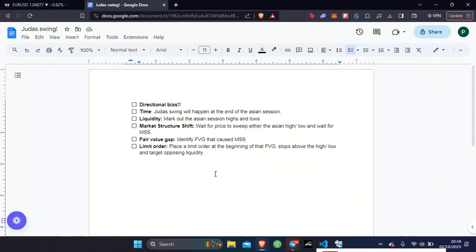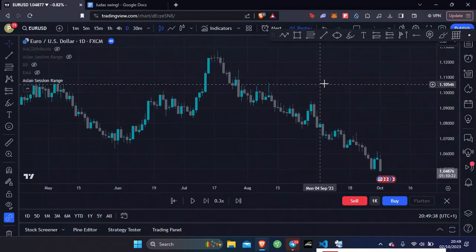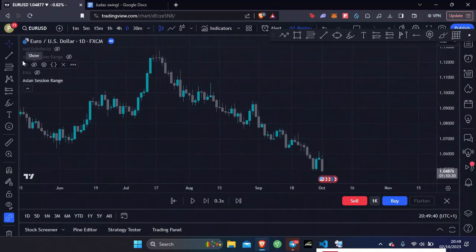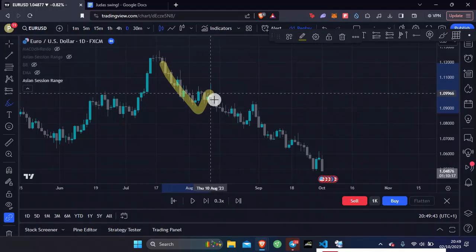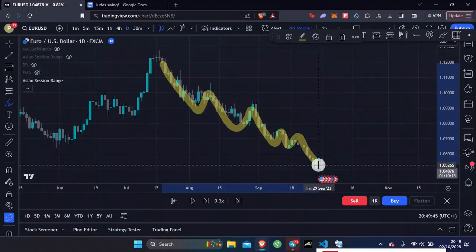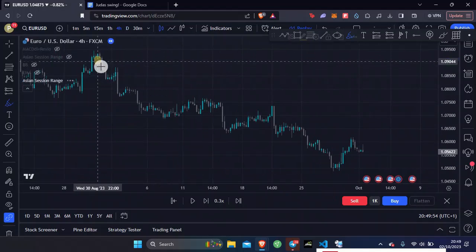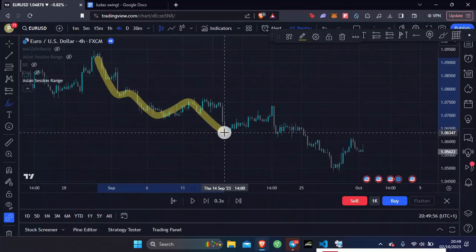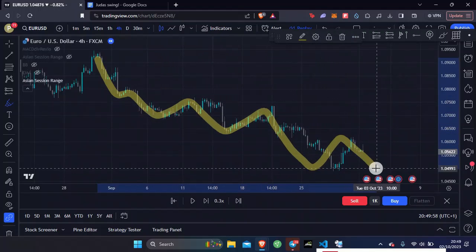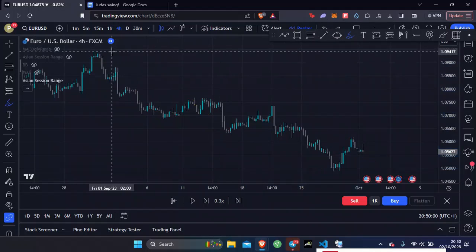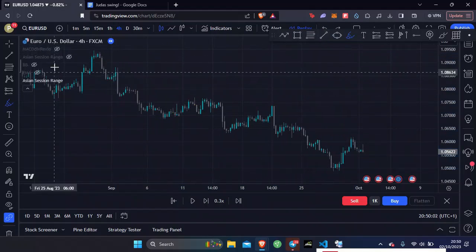Number one, we need to know our directional bias. We come over to the charts, go on a daily time frame, and first of all we can see that price is creating lower highs and lower lows. This means we are in a bearish market, therefore we are looking for sells. We drop down to the 4 hour and we can see the same thing happening here. We're making lower highs and lower lows, which means again we are looking for sells.